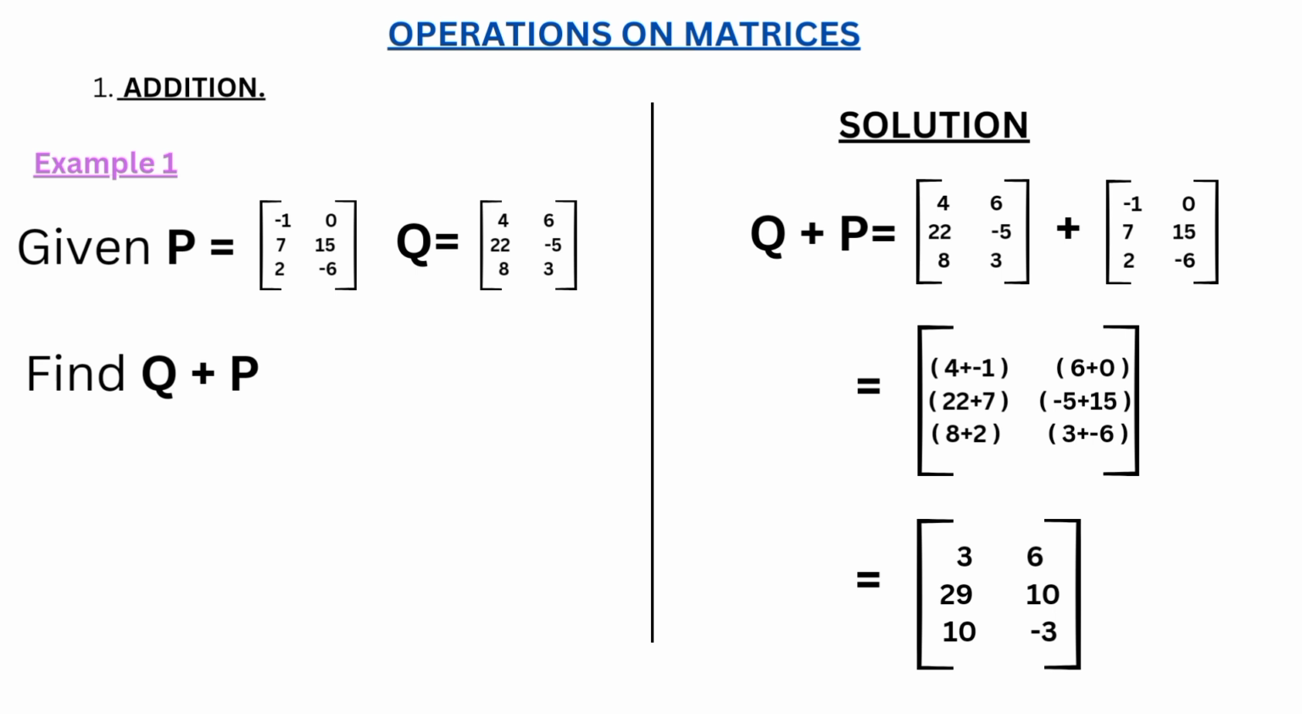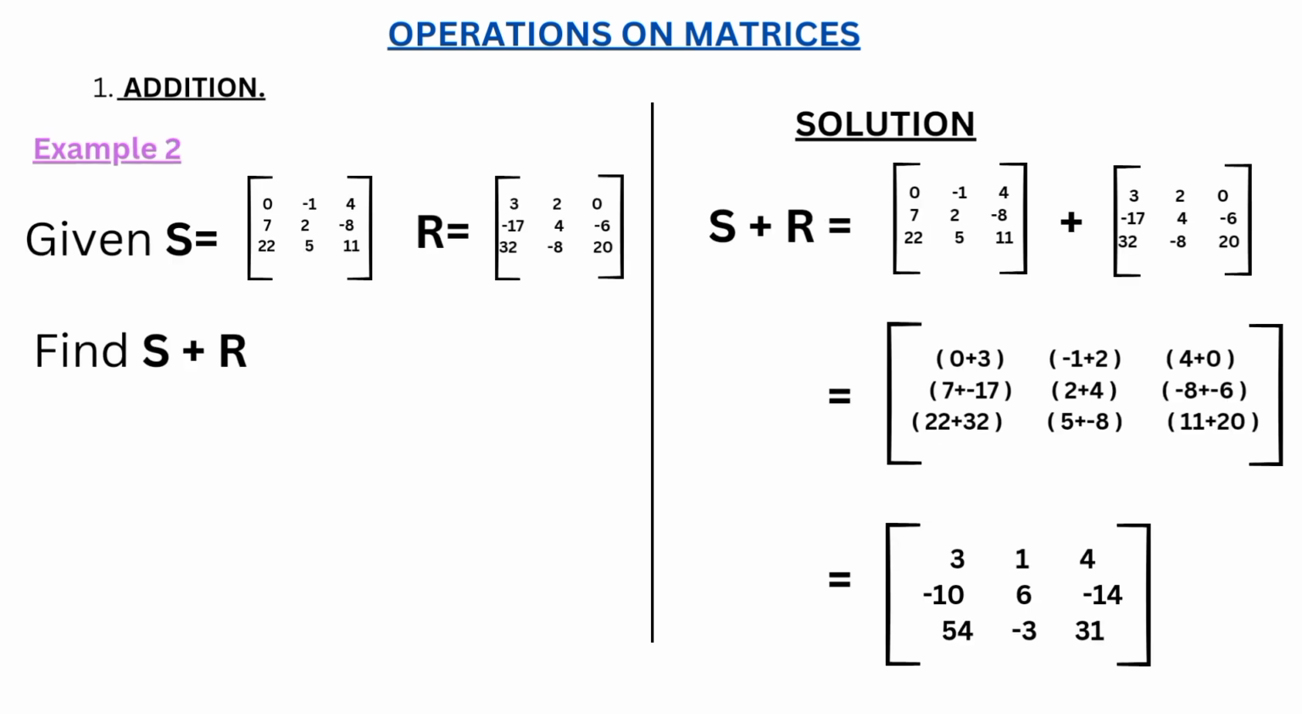plus -6. So 4 plus -1, that means it's 3. 6 plus 0, 6. 22 plus 7, 29. -5 plus 15, 10. 8 plus 2, 10. 3 plus -6, -3. And there we have our answer.